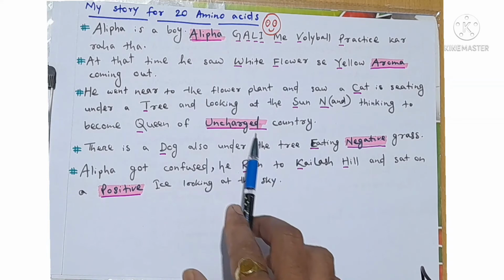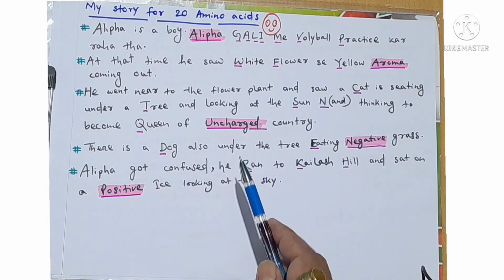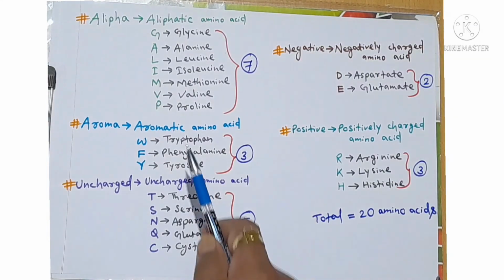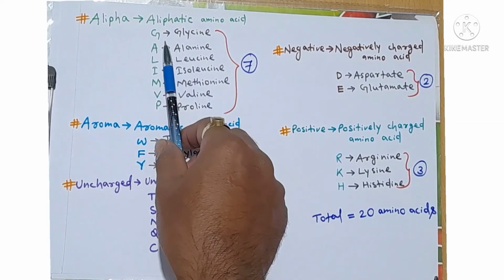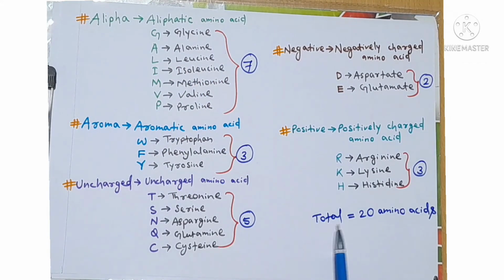So like this, based on the story, it's easy to remember all 20 amino acids. Here also, from the story I have taken all the single letters and abbreviations. G for glycine, P for proline, like this. There are 20 amino acids. So like this I have made a story, and it's easy to remember all 20 amino acids in their respective groups. Thank you.